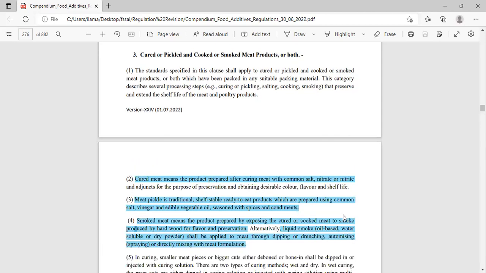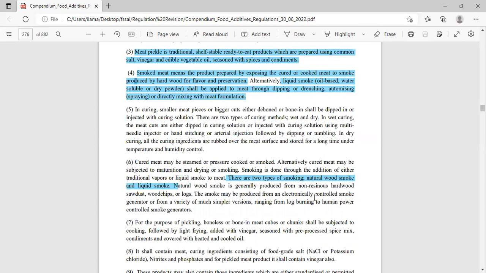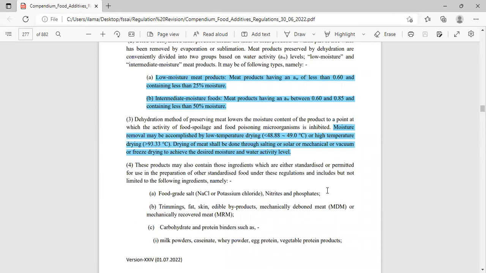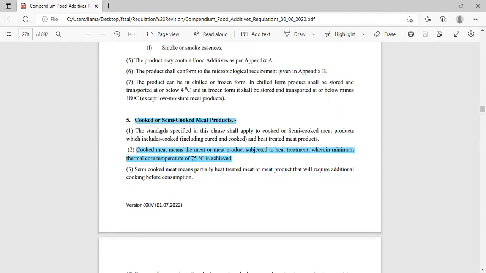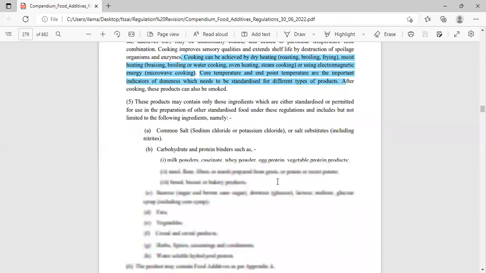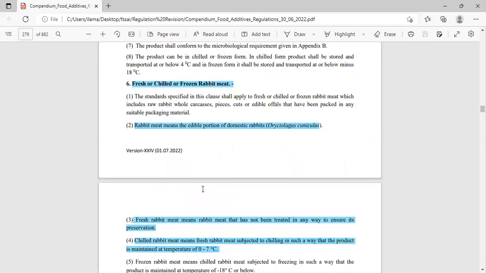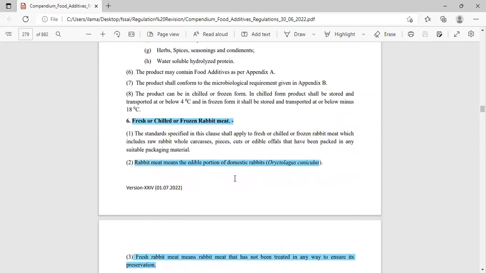Just go through what is cured meat, meat pickle, smoked meat. And there are two types of smoking. One is natural wood smoking, another one is liquid smoke. Next one, just go through here. Please make note of this: for the cooked meat, the internal core temperature has to be 75 degrees Celsius. And go through what are all the cooking heating methods that are used. And for rabbit, just go through what are the parameters given.